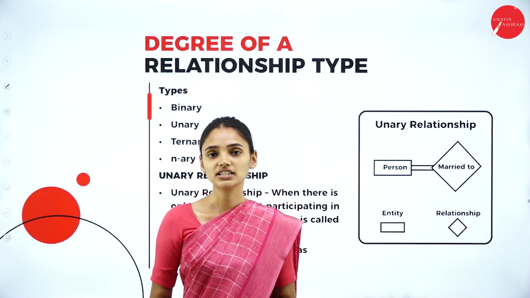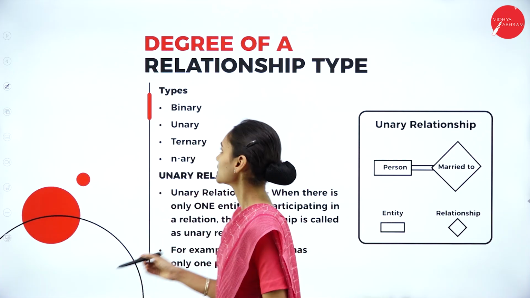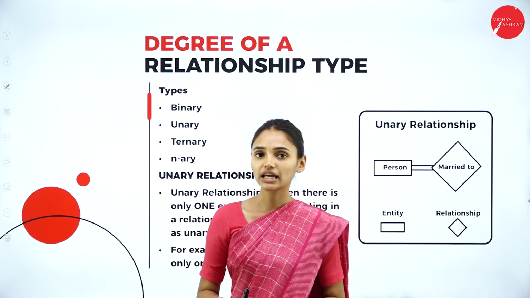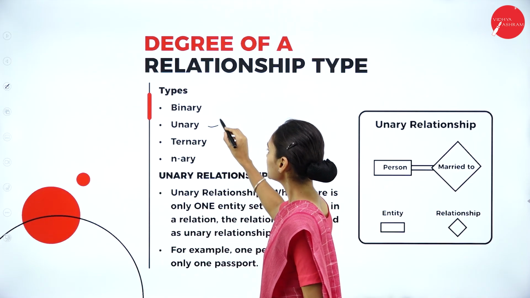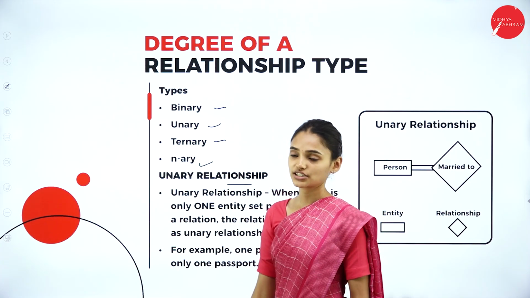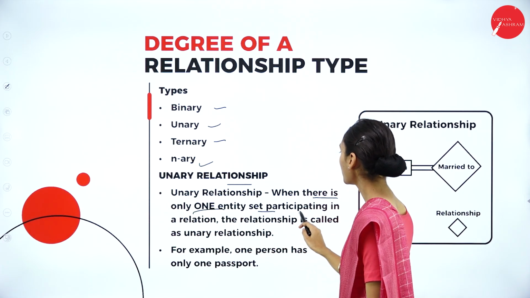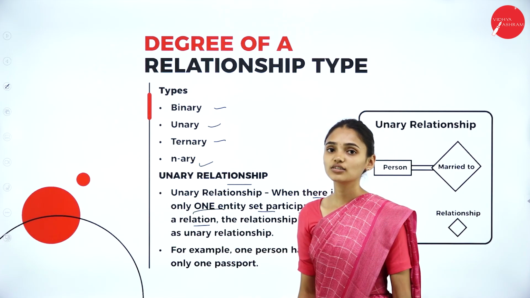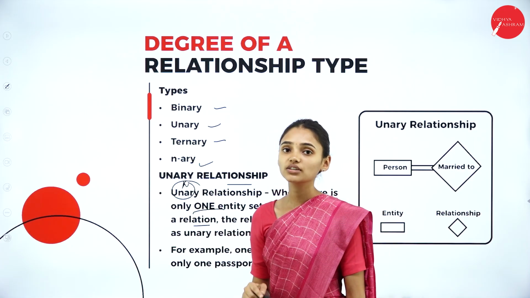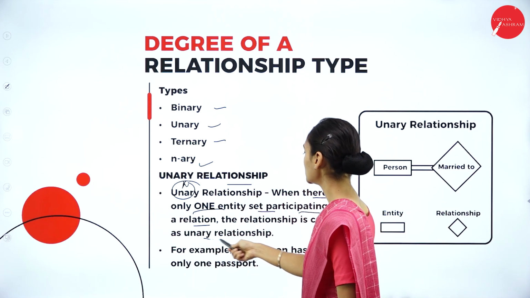Next is degree of a relationship. The number of different entity sets participating in a relation is called degree of the relationship. In that there are four types. First one is unary, binary, ternary and n-ary. So let's see what is unary relationship. When there is only one entity set participating in a relation, here unary means one. Here only one entity participating in the relationship, that is called a unary relationship.